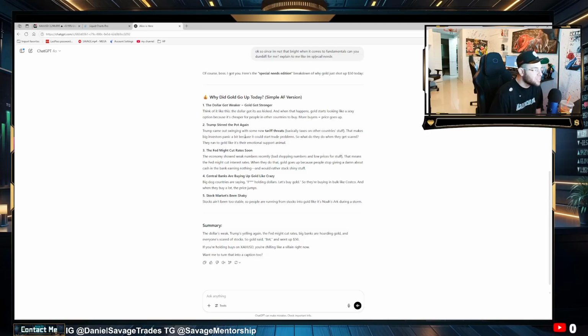And what would you rather stack, shiny stuff, right? Now, central banks are buying up gold like crazy. Big countries are saying, forget holding dollars, let's buy gold. So they're buying in bulk like Costco. And when they do, they buy a lot. The price jumps. So now stock markets have been shaking. Stocks aren't too stable, so people are running from stocks into gold like it's Noah's Ark during a storm.